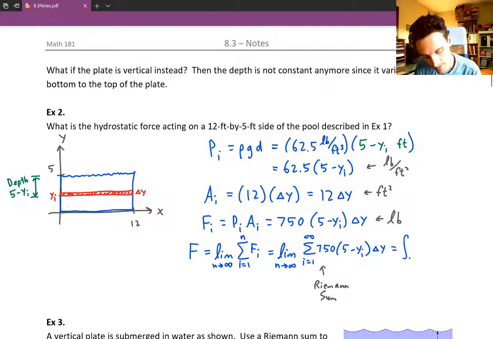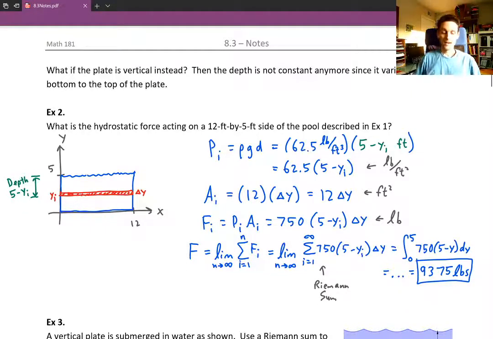And this then becomes, by definition, the integral. Here we have the integral across our y values from 0 to 5 of 750 times (5 minus y) dy. And I'll just put a little dot dot dot here and say when you finish that integral you get 9,375 pounds. Okay, so that's the total number of pounds acting on the side of that swimming pool.